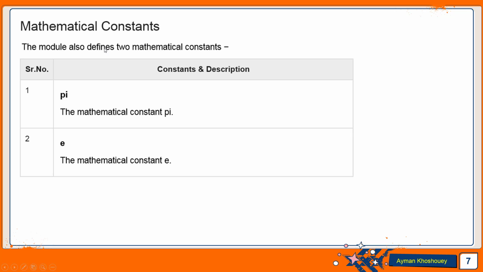Mathematical constants. There are two mathematical constants: pi, the mathematical constant pi, 22 over 7, and e, the mathematical constant e, exponential.